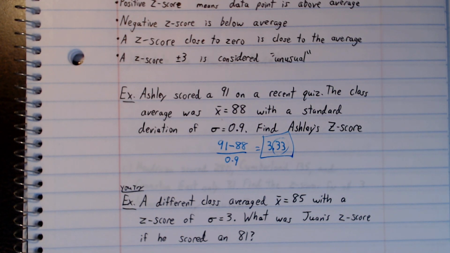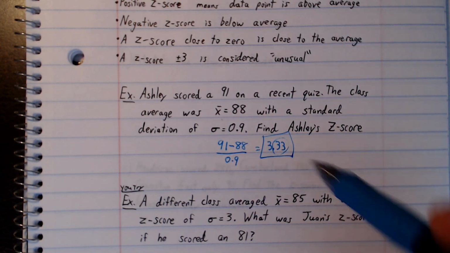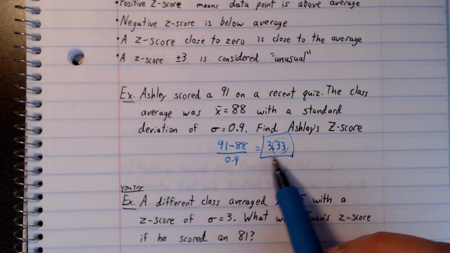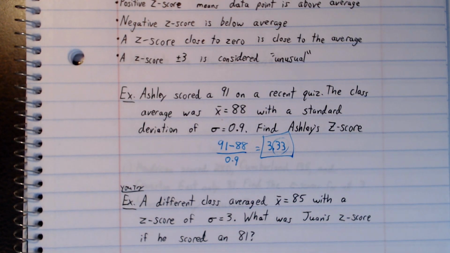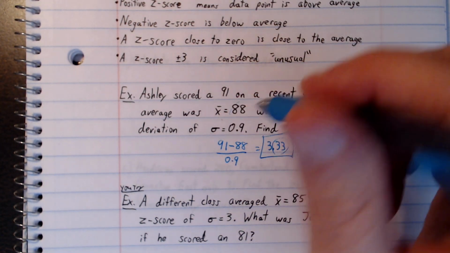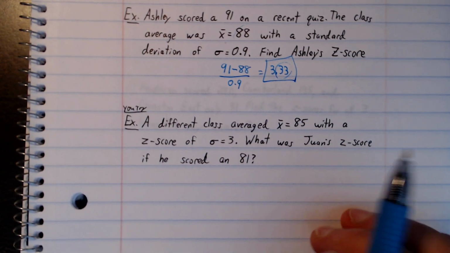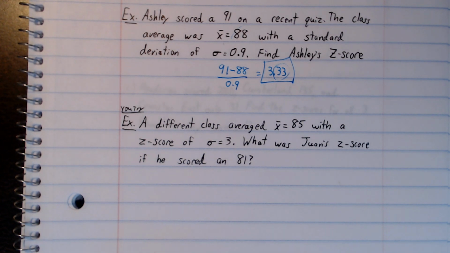So this must have been a very specific information quiz that these kids took, and Ashley happened to do much better than everybody else because she was above 3 standard deviations. She was probably the only one to score that high on this particular quiz. Everybody else probably scored exactly 88 or around there. So here you go. Here's one for you to try. It's a very similar formula. Pause the video and check it when you're ready to see your answer.